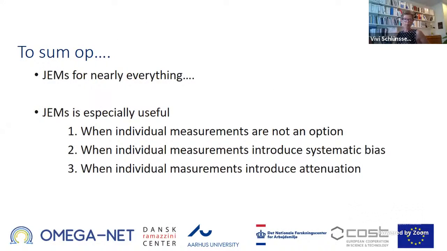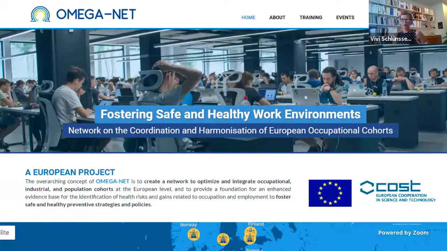So to sum up, there are JEMs for nearly everything out there. And JEMs are especially useful if individual measurements are not an option, when individual measurements introduce systematic bias, and when individual measurements introduce attenuation.